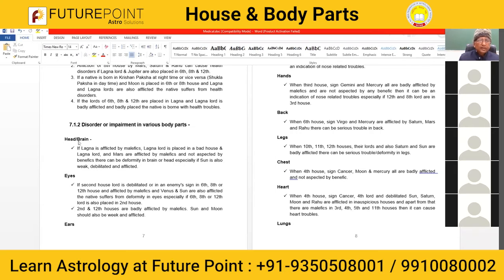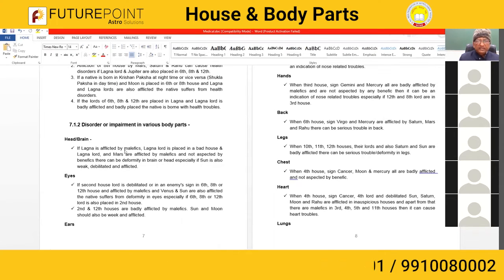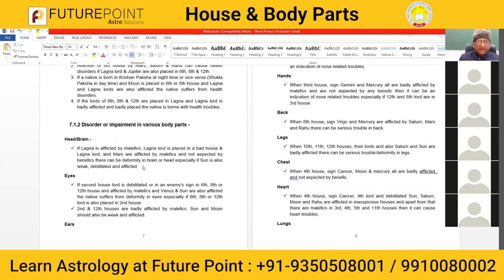Yes. Disorder or impairment in various body parts. If Lagna is impaired, how can we say that there will be a head problem? If Lagna is afflicted by malefics, or the Lagna Lord is placed in a bad house, meaning Lagna is afflicted, then we will say that the head is afflicted, because the head is represented by Lagna.